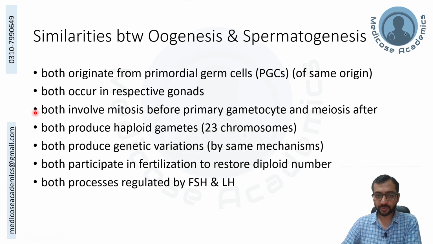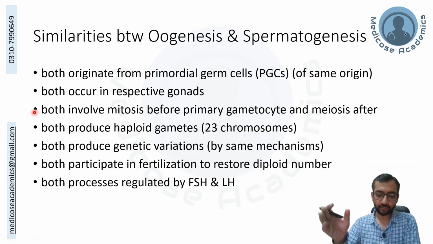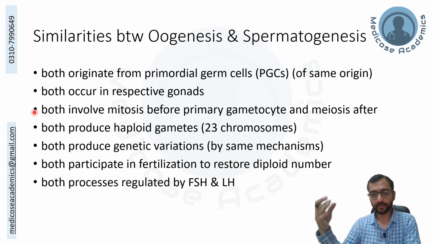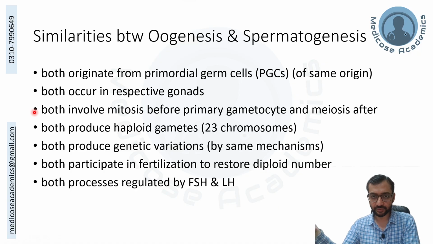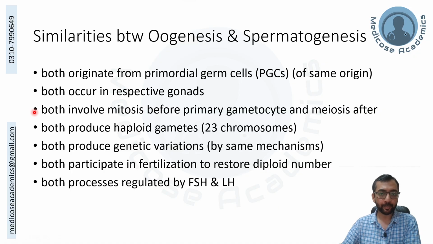All the divisions from primordial germ cells till the primary gametocyte, primary spermatocyte, and primary oocyte are mitosis, and the primary gametocyte itself divides by meiosis. Meiosis 1 generates the secondary gametocyte, and then you get a definitive gamete after the second meiotic division. Both ultimately produce a haploid number, and both produce genetic variation by the same mechanism. In prophase there is crossing over, and then during anaphase of meiosis 1 and meiosis 2 there is random assortment. Both participate in fertilization to restore the diploid number.